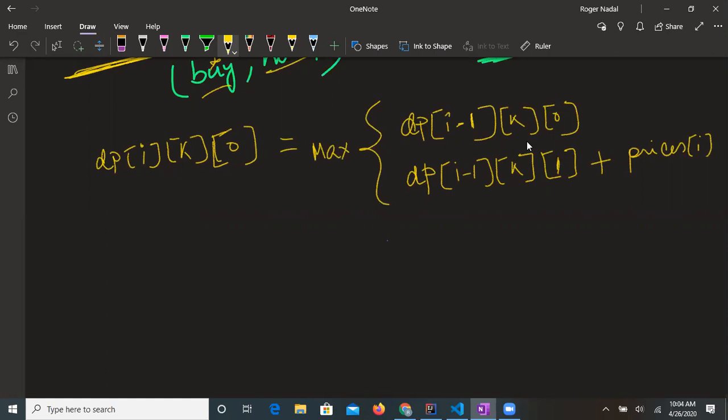I'm a little confused on the plus part, the plus prices of I. Wouldn't we do a diff of the price of the stock which we had bought on the previous day minus the current price and then add the profit here?